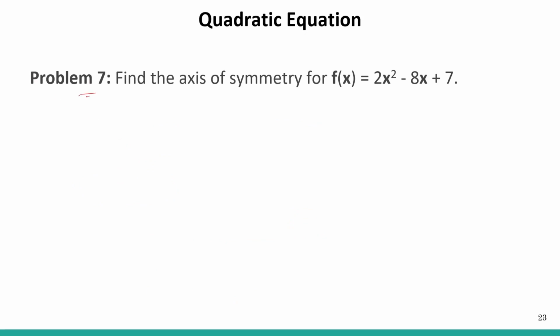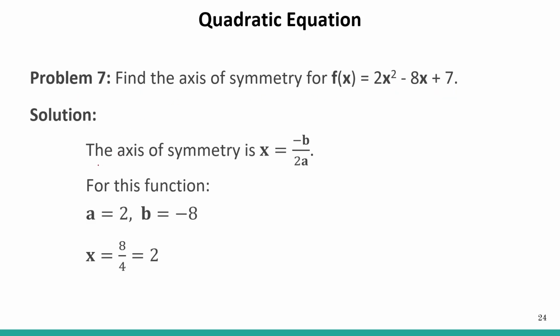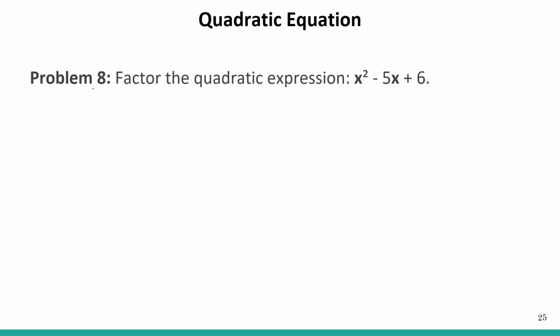So let's see problem number 7. Find the axis of symmetry for f of x is equal to 2x square minus 8x plus 7. So the axis of symmetry is x equal to minus b by 2a. For this function, a is equal to 2, b is equal to minus 8. So x is equal to 8 by 4, that is equal to 2, right? So let's see problem number 8.